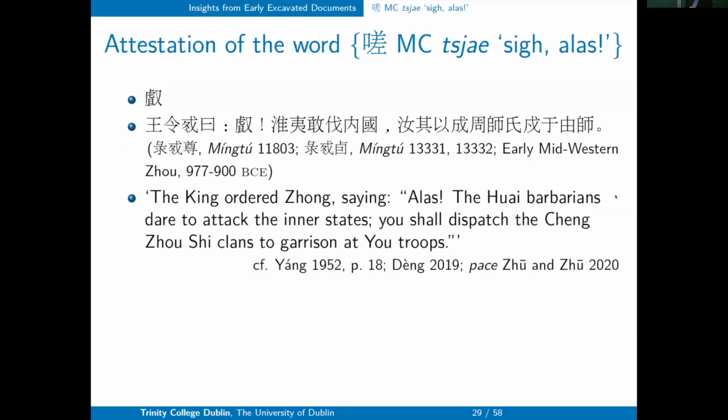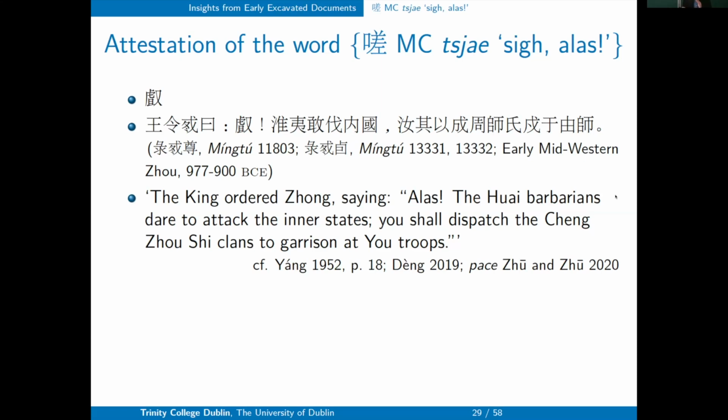So now let's look at the early attestation of the word 嗟. I found it in Middle Western Zhou bronze inscriptions. And there is a passage as 王令中曰皆怀疑敢伐内国汝其以陈州师事数于游师. So it means the king orders the man Zhong, saying, alas, the Huai barbarians dare to attack the inner states. You shall dispatch the Chenzhou Shi clans to garrison at You troops.